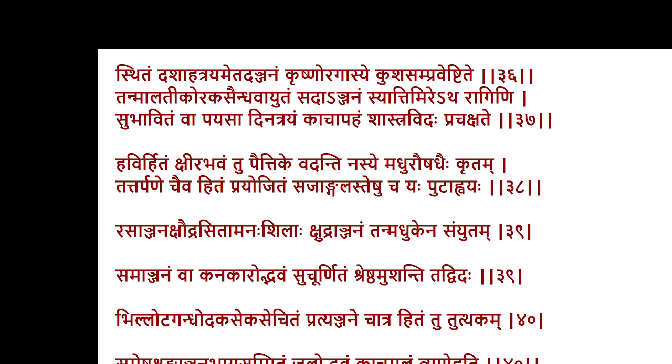Rasanjana Kshodra Sita Manashilaha Kshudranjanam Tanmudhakena Sanyutam. Another of the yoga, Shudranjana, where Rasanjana Kshodra Sita are added. Another of the yoga is Samanjana. Samanjana Ma Karakarodbhavam Sujurnitam Seshtam Shantitat Vijaha. Then Bhillota Gandhodaka Sega Sevitam Pratyanjane Chatra Hitam Chupstakam. Another of the yoga is Pratyanjana, and another of the yoga is Jalanjana.